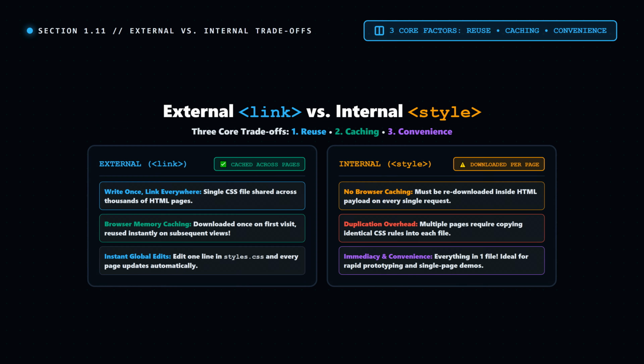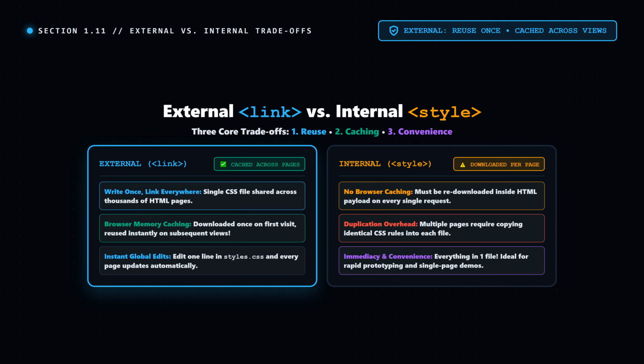The trade-off between external and internal style sheets comes down to three things: reuse, caching, and convenience. With an external style sheet, you write your CSS once and link to it from every page. The browser downloads it once, caches it, and reuses it for subsequent page views. Change one line and every page reflects it. This is maintainable and performant.